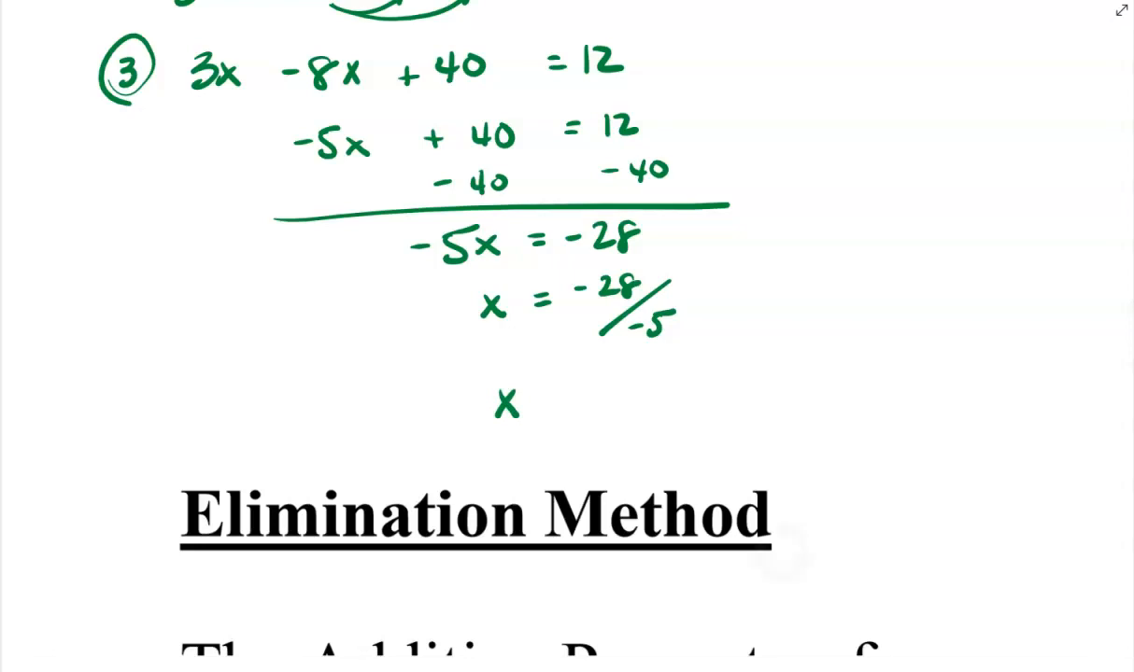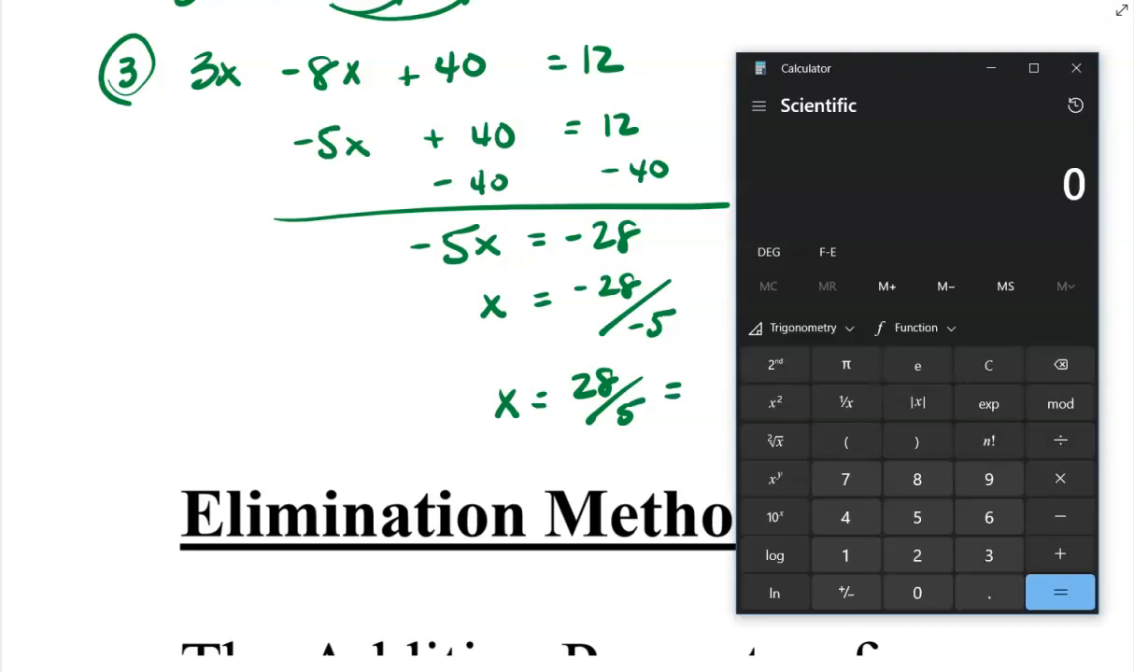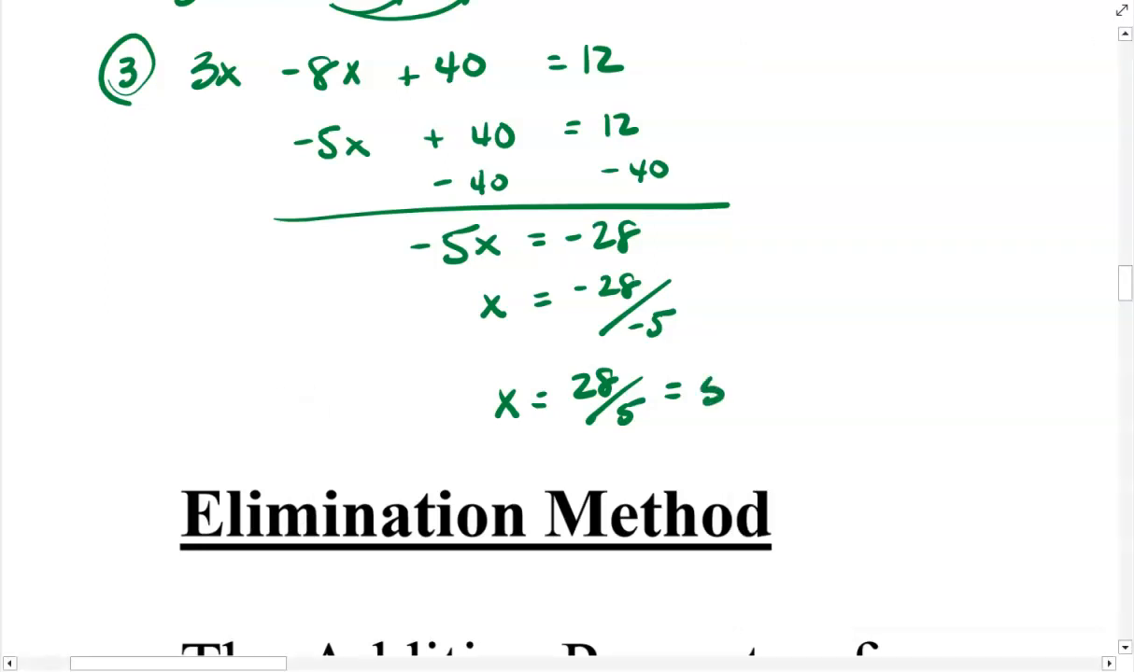Now I'm okay with leaving answers as a fraction, although the negative signs would cancel out. So negative 28/5 is fine if you wanted to reduce the fraction. That's what you'd have. Or we can reach for a calculator and get a decimal result. 28 divided by 5 ends up being 5.6.